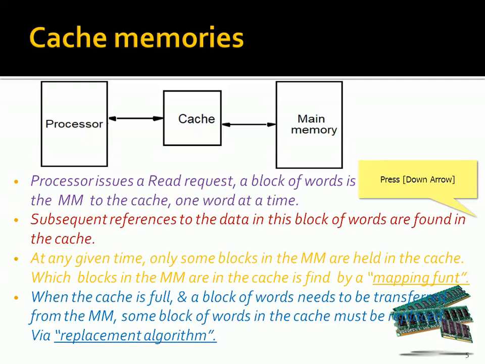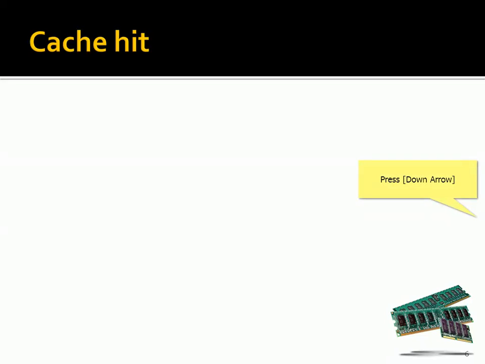After it becomes full, a few new instructions come, and those are very important. Then we have to remove some of the blocks from the cache. A block of words needs to be transferred from the main memory, and some block of words in the cache must be replaced via a replacement algorithm. When the cache becomes full, some of the instructions we have to pull out. That is called the replacement algorithm. We replace some of the old instructions, remove them and make space for the new important instructions.